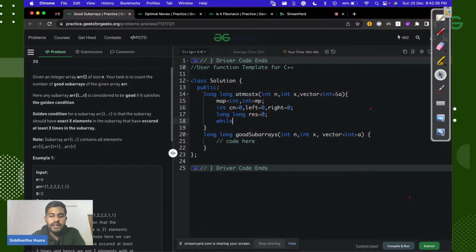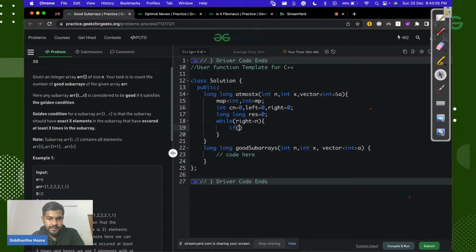Simple. Now I would say while left and right are within the boundary. How is it within the boundary? The right should be within the boundary. Left will always be on the left side of right, so if right is within the boundary, left is also within the boundary. So I can simply say right is less than n would solve the purpose. Now I would say that after adding map of A of right, we would simply move forward.